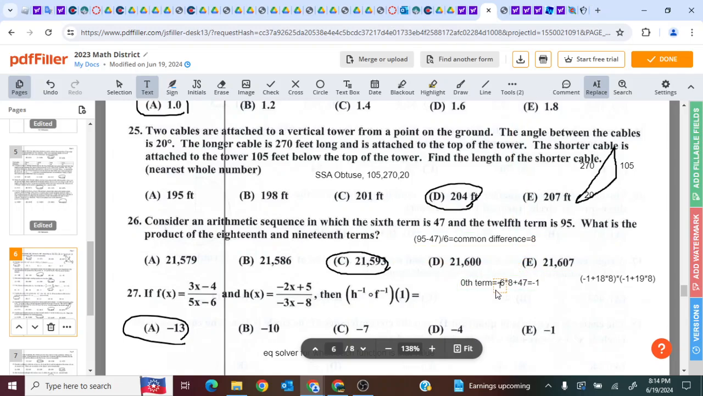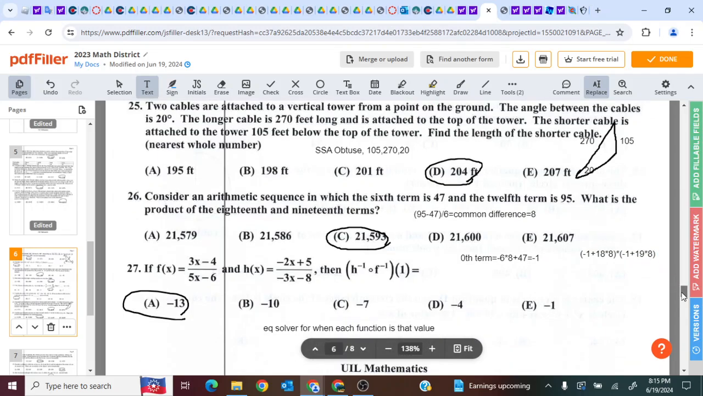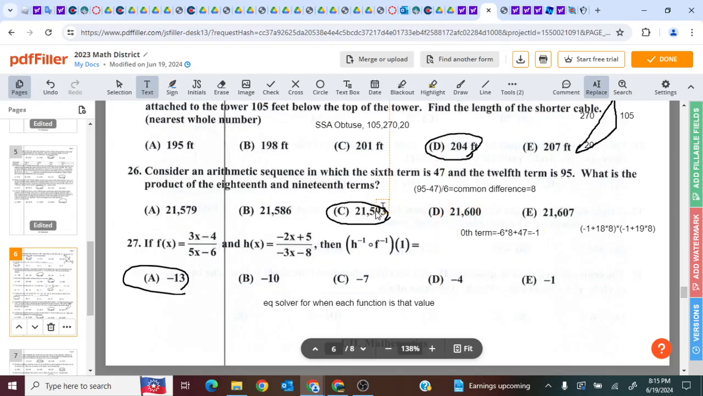Then you can use that to figure out the 0th term. So -6 times 8 plus your 6th term is -1. And then you simply use that to figure out the product of the 18th and 19th term as shown here. The common difference times the term plus your 0th term. And if you do that, you get 21,593.